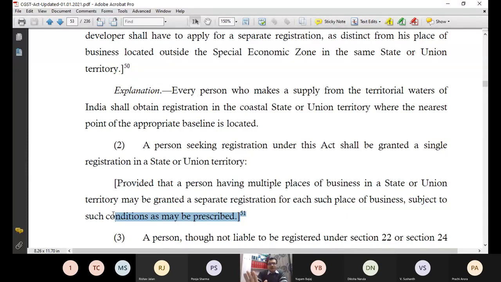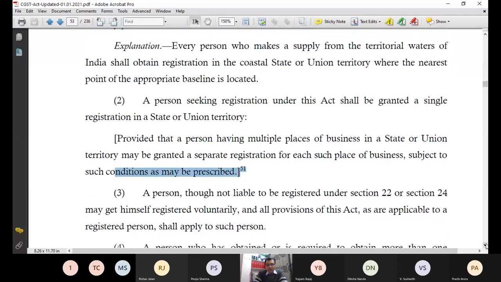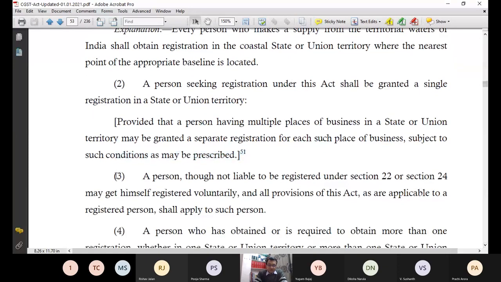So let us restrict today's discussion to these three subsections only. Subsection 1 tells you that in each state you should take registration, and it tells you the time limit also. Of course, it has some exceptions. Section 25 subsection 2 tells you there should be a single registration within a state, but there is an exception when you can have more than one registration within the same state. And the third subsection is what? Voluntary registration.